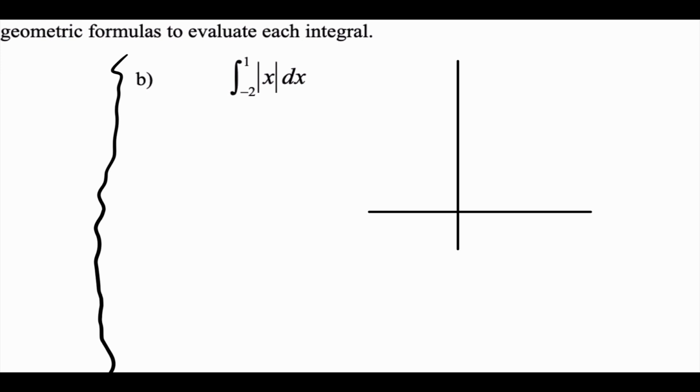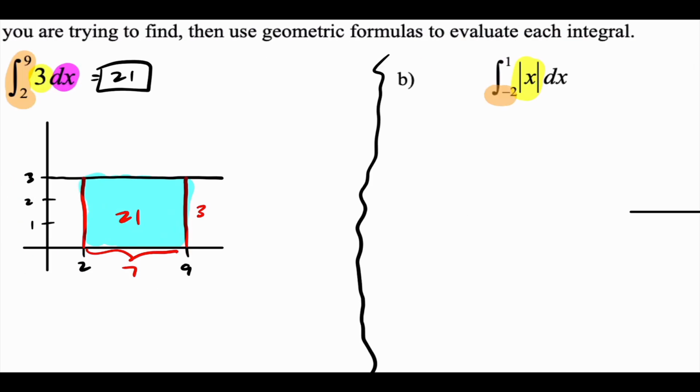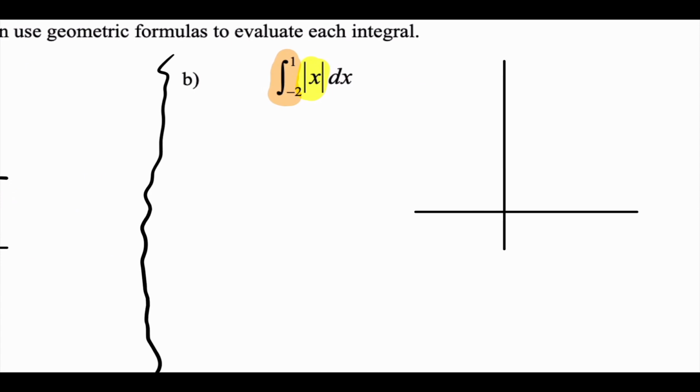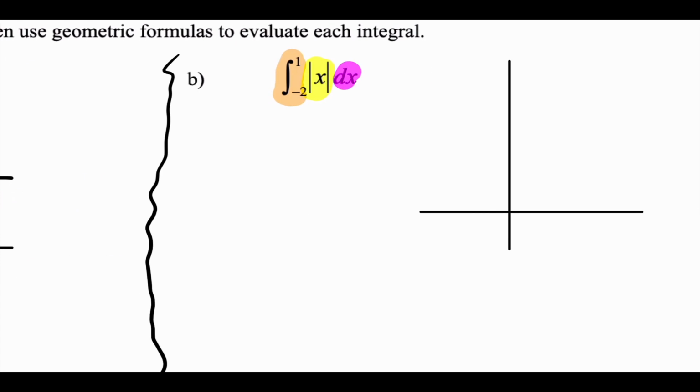Again, here's the function. Here are the bounds. And dx. So we're going to graph. First of all, the bounds. The bounds go from -2 to +1. We're going to graph from -2 to +1.